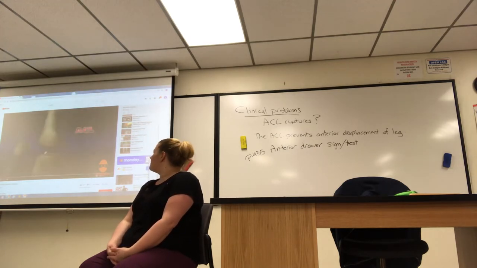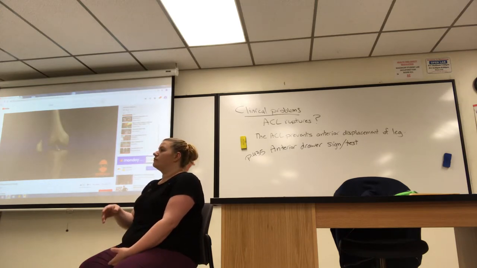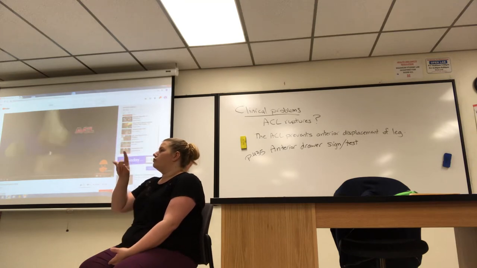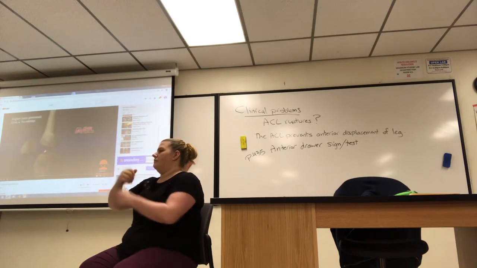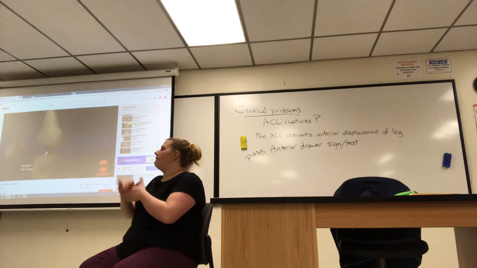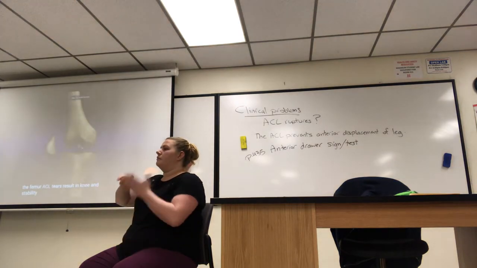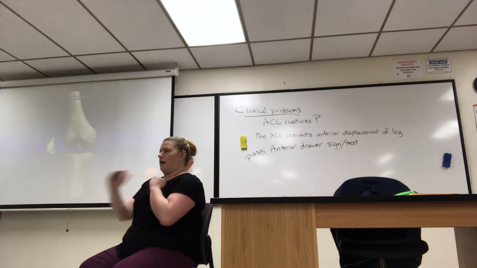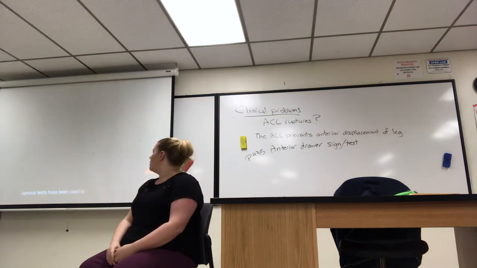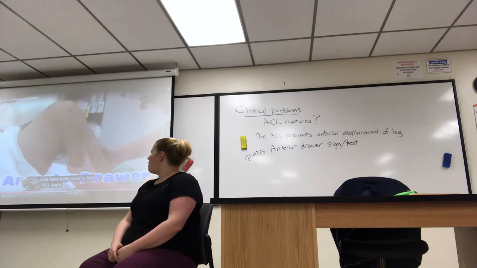ACL keeps the tibia. The anterior cruciate ligament, or ACL, keeps the tibia from gliding too far forward in relation to the femur. ACL tears result in knee instability. Various tests have been used to test knees for ACL tears. Can I start over here?